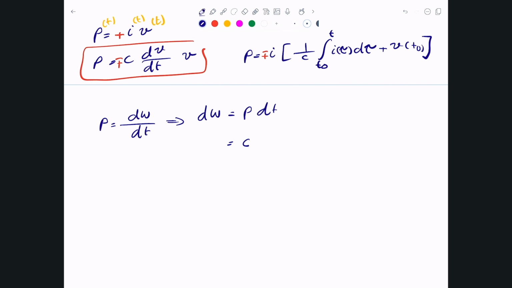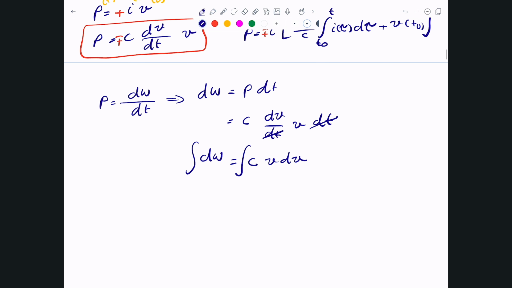So I'll take this rule in here and substitute what the P is, and that's C times dV divided by dt times V times dt. Of course, this dt goes with this dt, so that tells me it's C times V times dV. That's dW. If I take the integral of both sides, I'm going to do this from 0 to W, so I'll change the variable to x, and similarly change the V's to y's, so that I can go from 0 all the way to V.